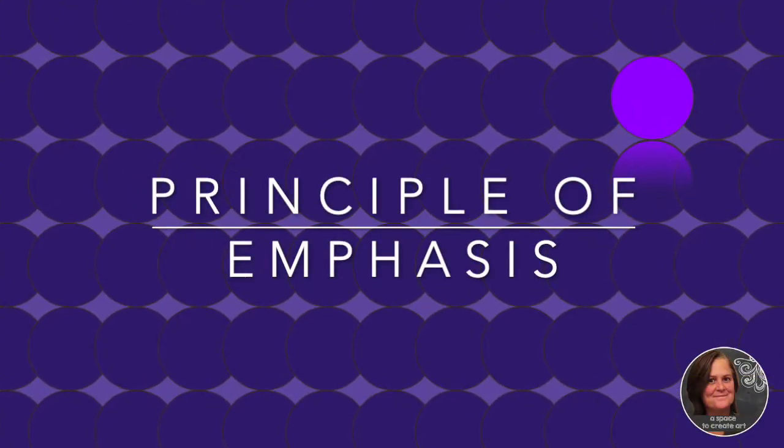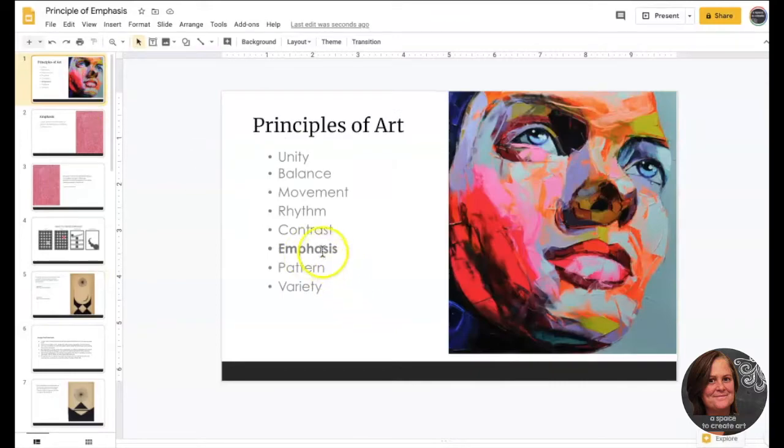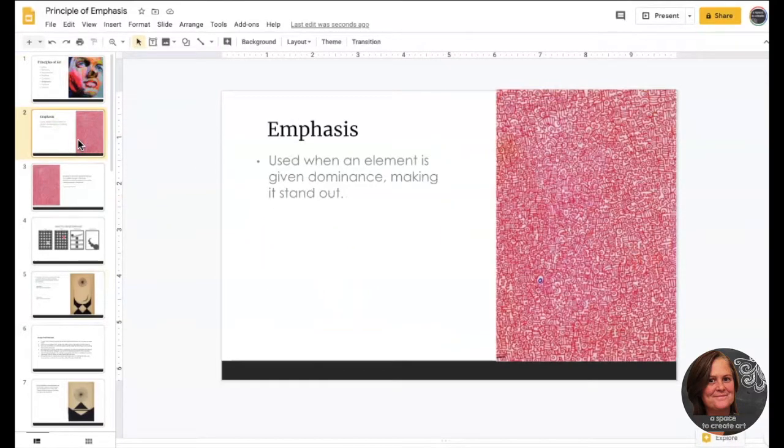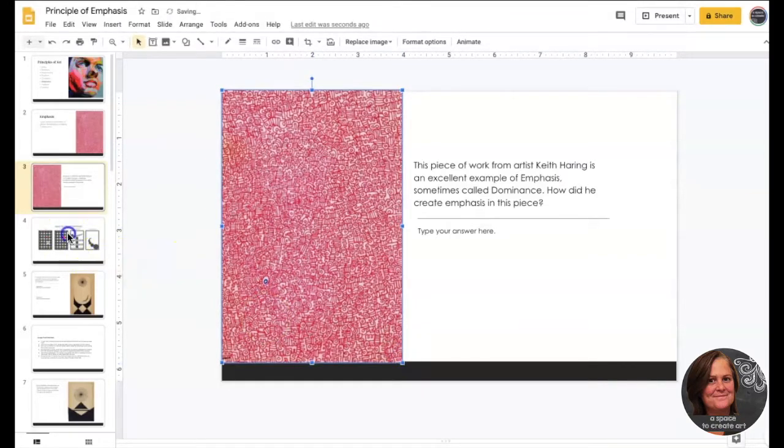One of my favorites, let's talk about the principle of emphasis, okay? So you're going to learn about emphasis by looking at examples. Then you are going to tell me how you think emphasis was created in that painting by Keith Haring. Please make sure you're giving complete answers.